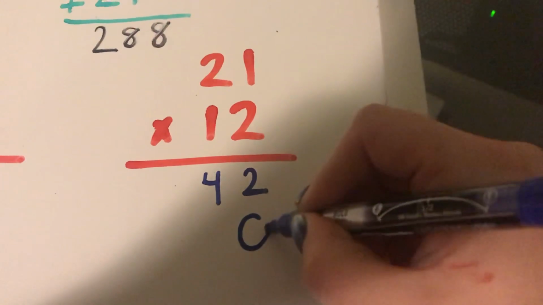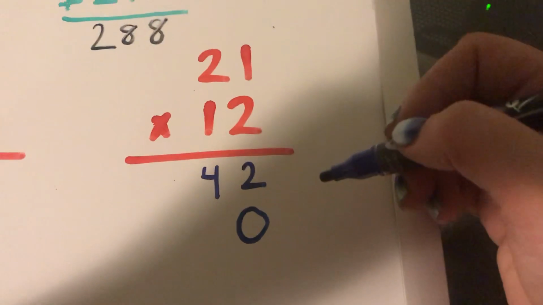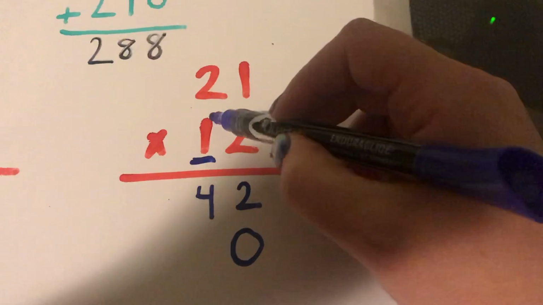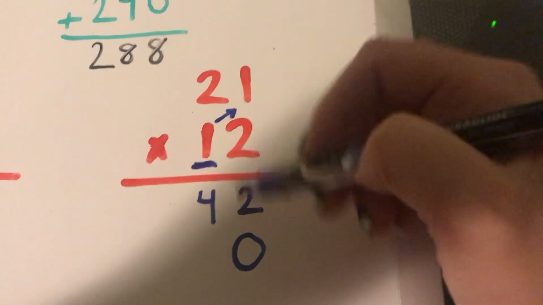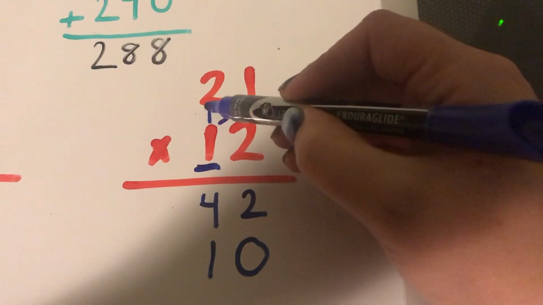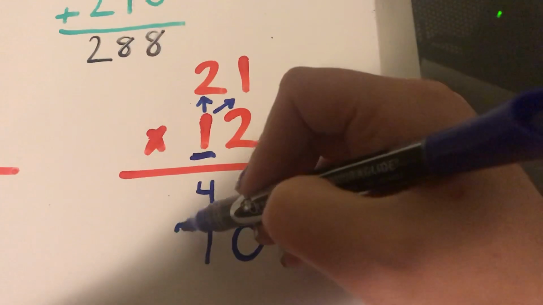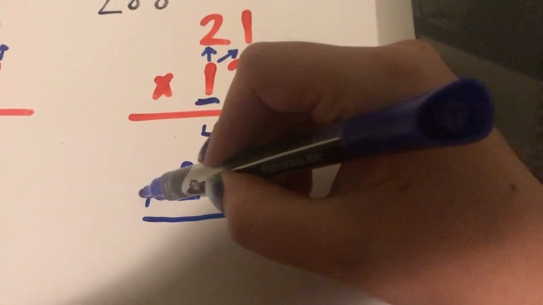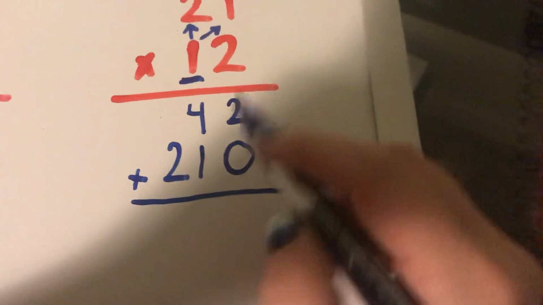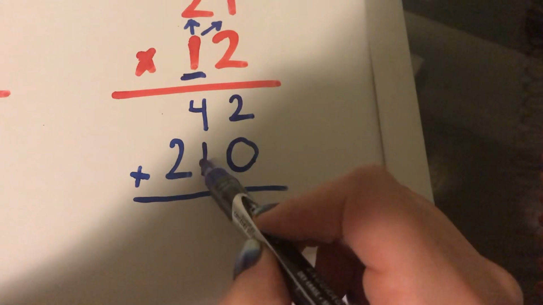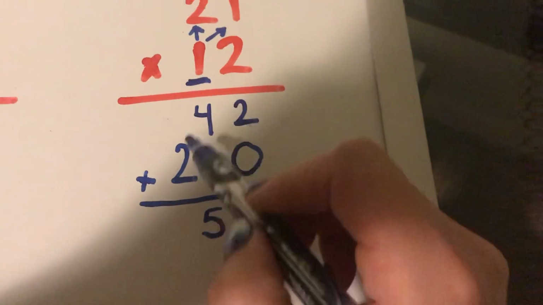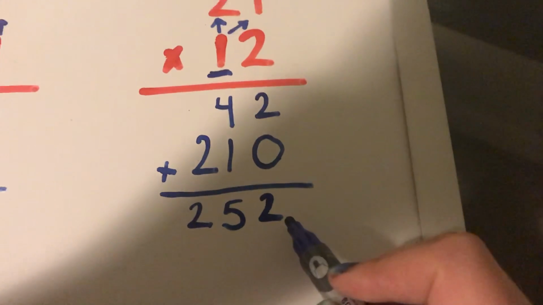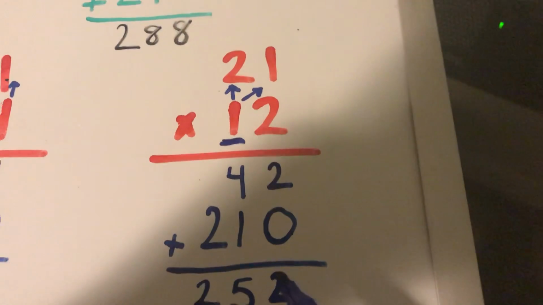Okay, if you put a 0, give yourself a pat on the back. You remembered your 0. Okay, so now we're going to take a look at our number that's in the tens place. 1 times 1 is 1. 1 times 2 is 2. What's our next step? Say it out loud. Add. 2 plus 0 is 2. 4 plus 1 is 5. 0 plus 2 is 2. So our answer is 252 for 21 times 12.